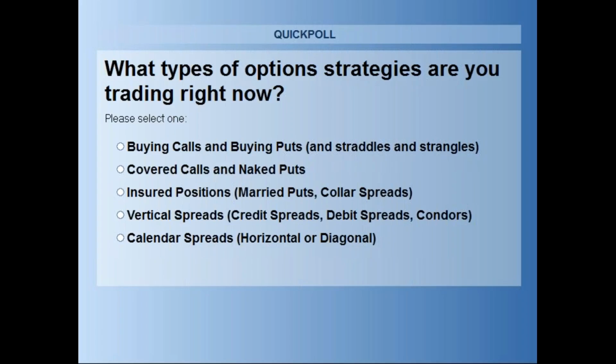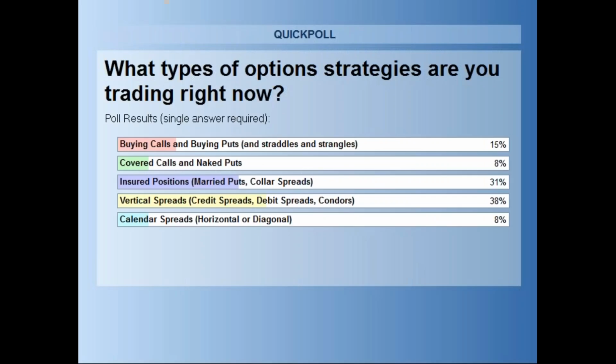So we'll just count down 5, 4, 3, 2, 1. Oh, some more votes coming in, so I'll let those roll in for a second here. Okay. All right, let me close the poll now, and I'll share the results with everyone. So 15% of you today are looking at call buying and straddles, and we do have 8% doing covered calls and naked puts. It's a little bit lower than I would expect.